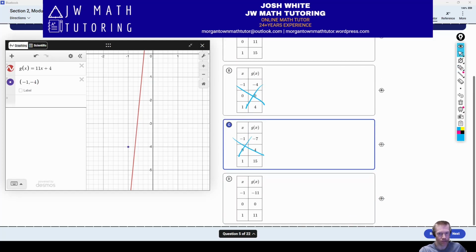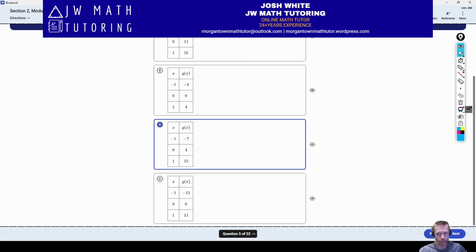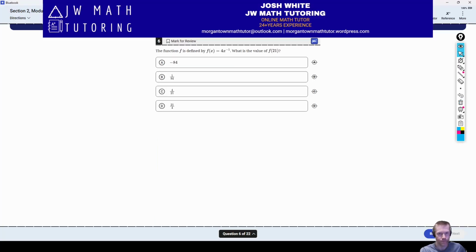And if you go to D and just check the first one, -1, -11, again, notice that point is not on the line. Therefore, that cannot be the correct answer. So that's an alternate approach you could take, but I think it takes a little bit more time than the first method I showed of just using the table.